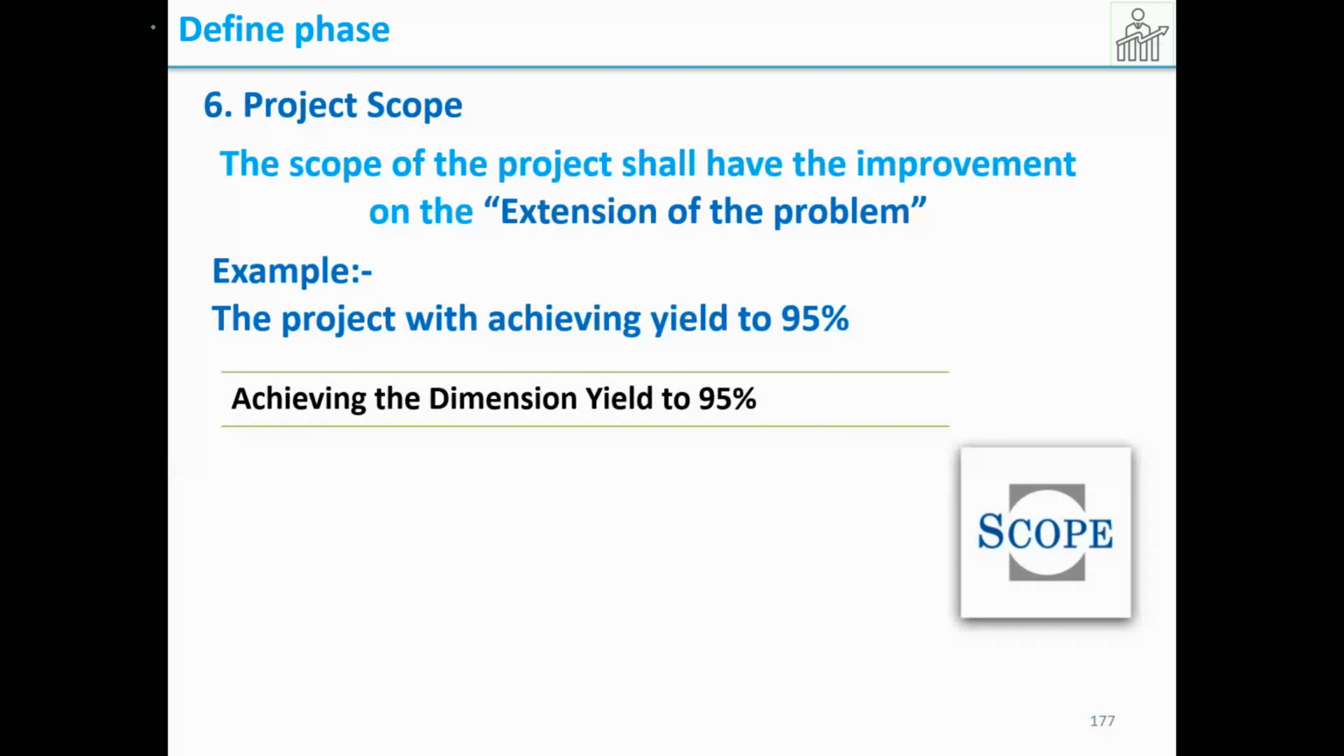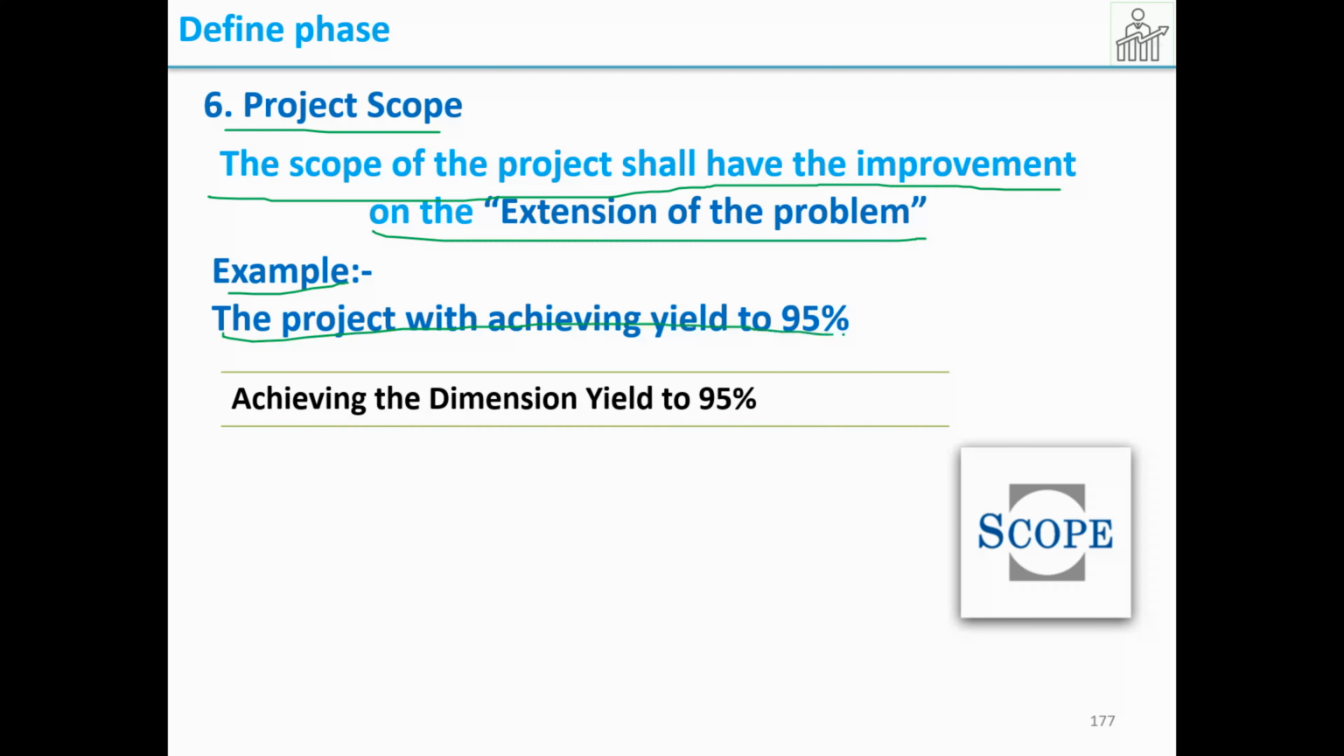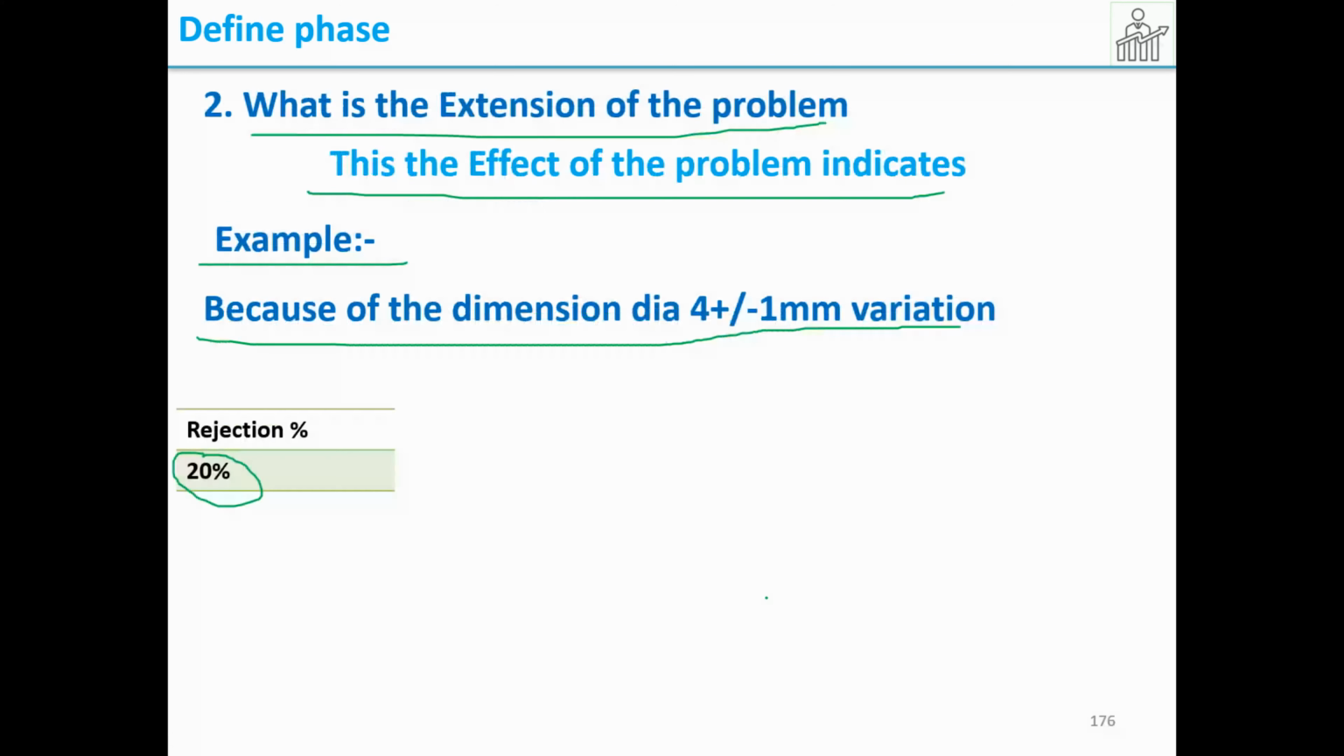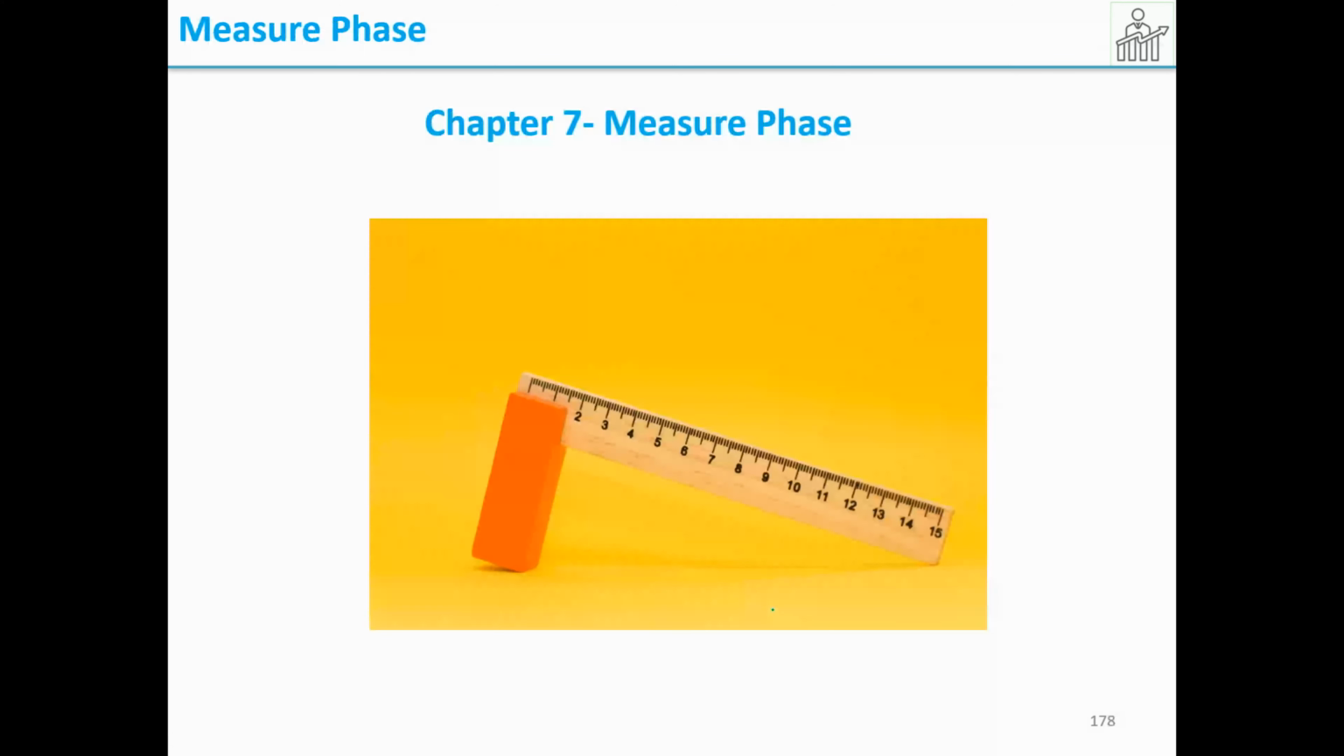Okay. Then arrives project scope. The scope of the project shall have the improvement on the extension of the problem. Example, the project is achieving yield to 95%. Achieving the dimension yield to 95% is a project scope. This project scope will be arrived from the extension of the problem.